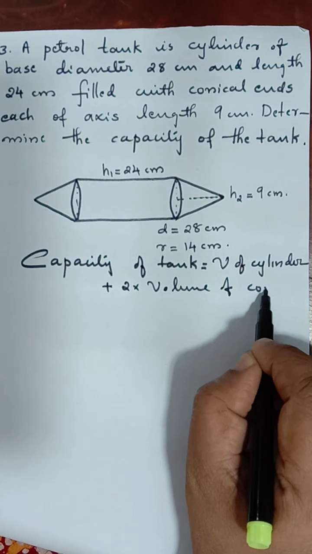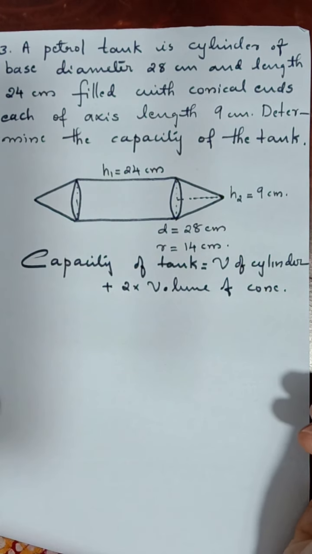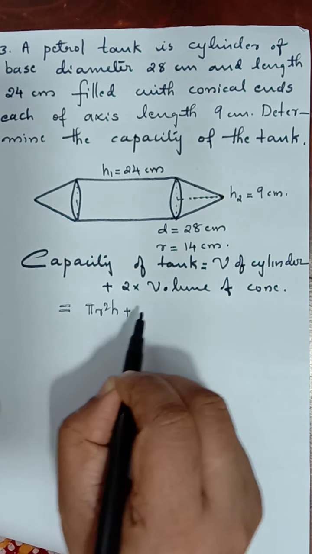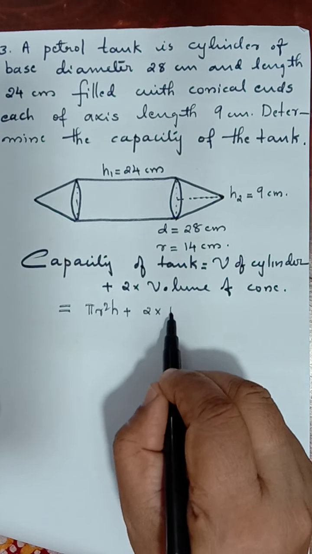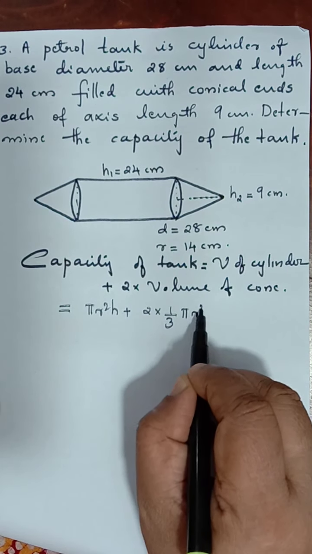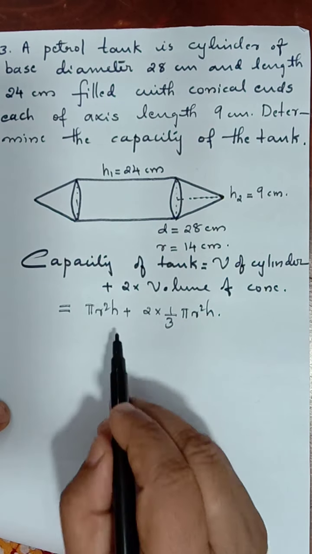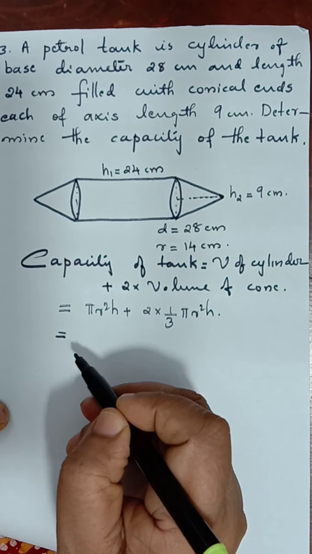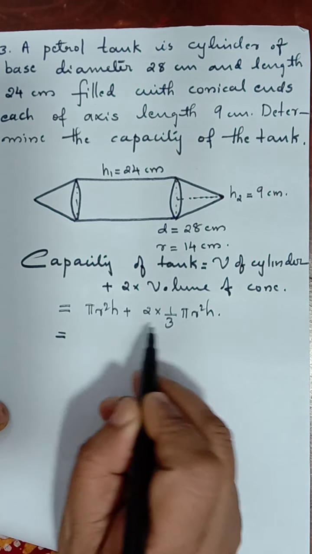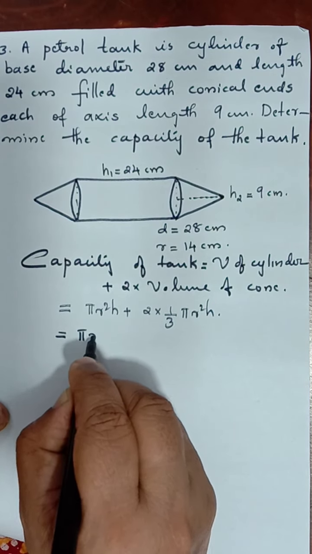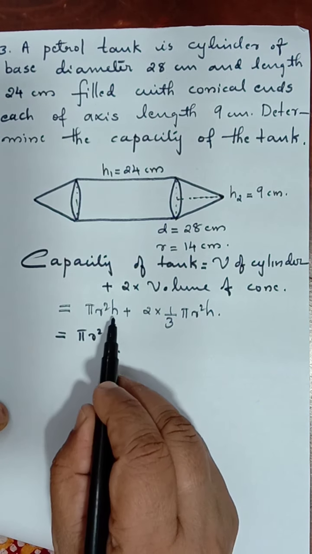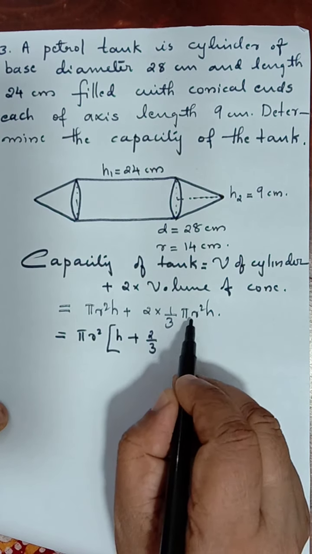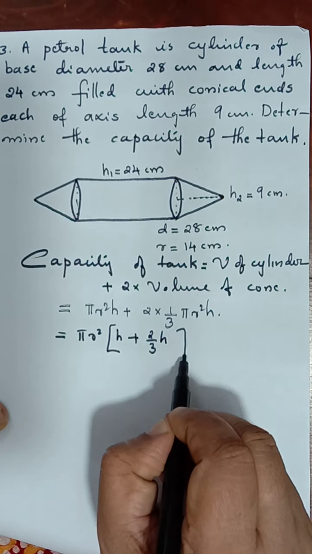Volume of cone, because on both the sides we have a cone, therefore 2 cones. So volume of cylinder we will substitute, pi r square h, plus 2 into volume of cone, 1 by 3 pi r square h. H is different whereas r is same. We can take the common factor outside. Pi r square is common here, pi r square into, from the first term h, plus 2 by 3, pi r square is taken out, h.